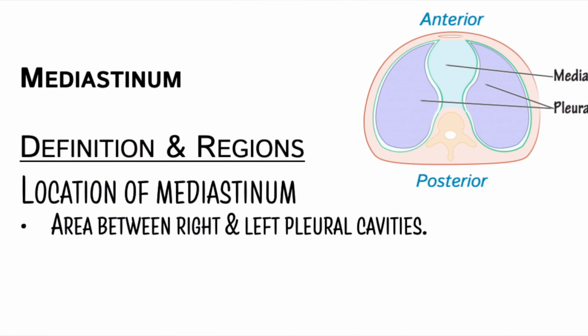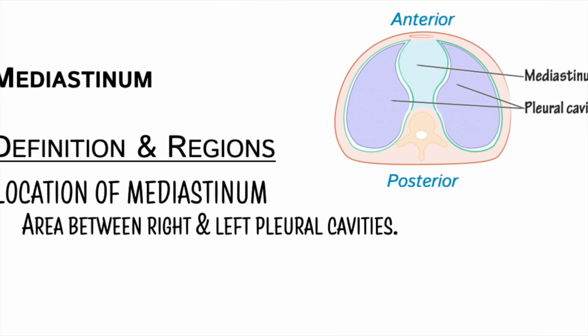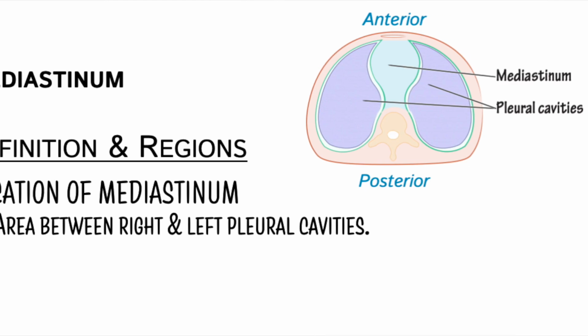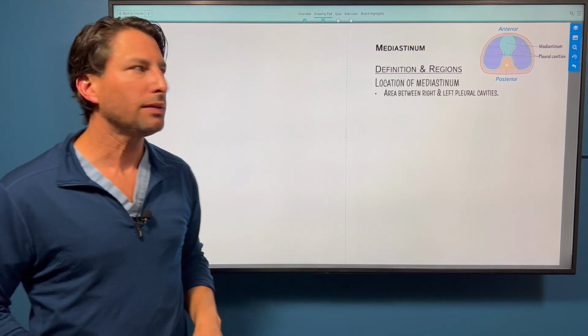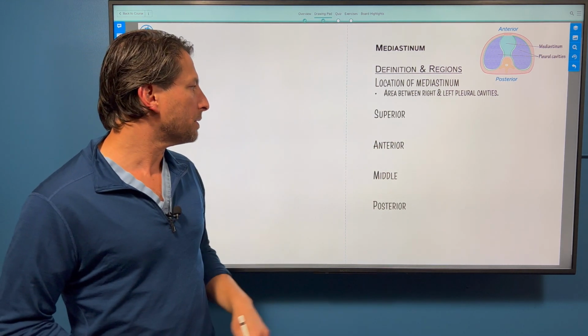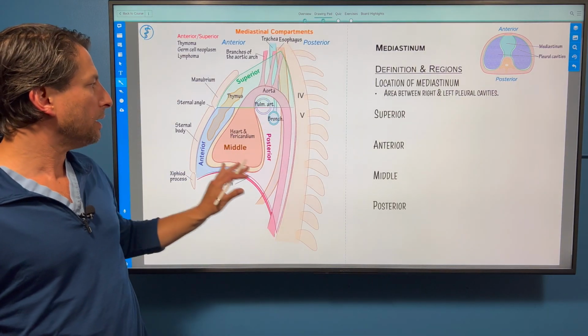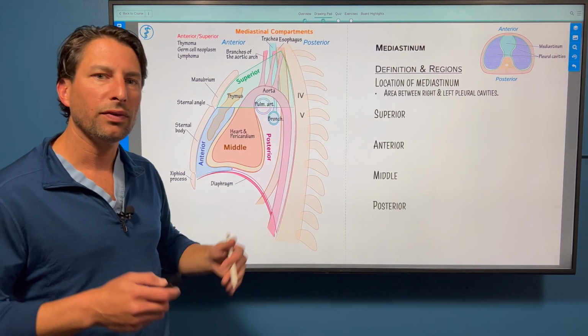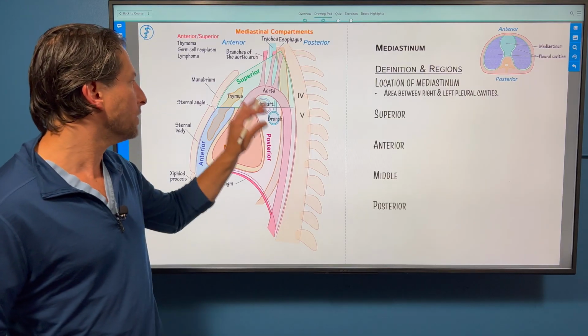Let's start with the mediastinum, this central region here. It's located between the right and left pleural cavities. We can see it in that teal cover. We're going to go through the superior, anterior, and middle and posterior divisions. Here is the anatomy itself. This is just helpful for general landmarks of this truncal region.